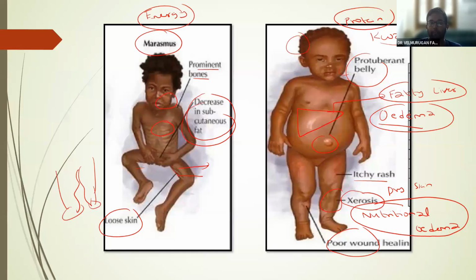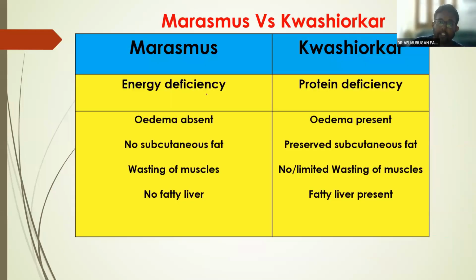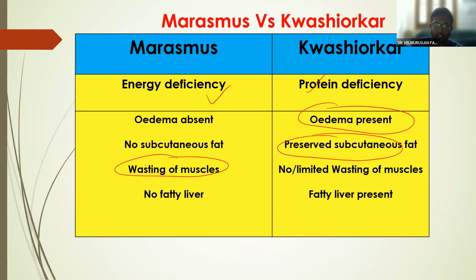The bones will be very prominent because of the energy deficiency, marasmus and kwashiorkor. Energy deficiency, protein deficiency. Here edema is present. Here subcutaneous fat is preserved. So here only there is wasting of muscle. Then fatty liver. Fatty liver is present only in kwashiorkor.